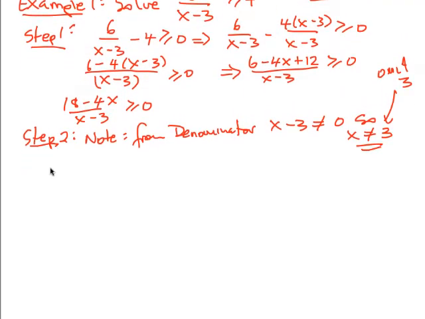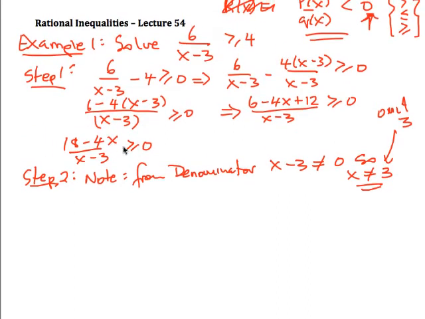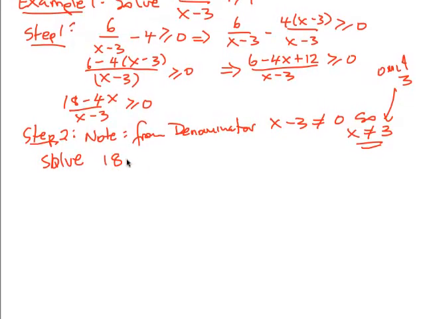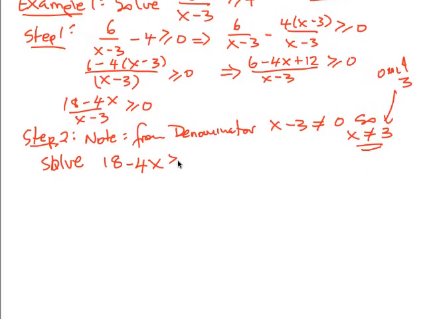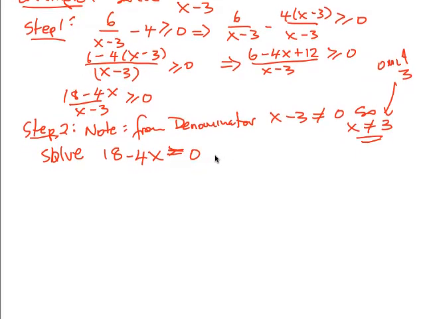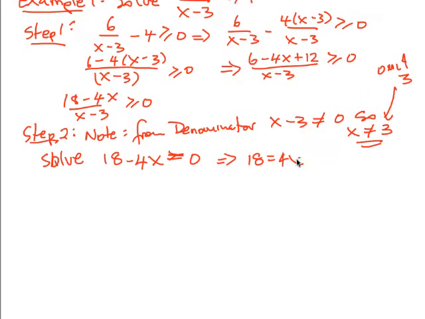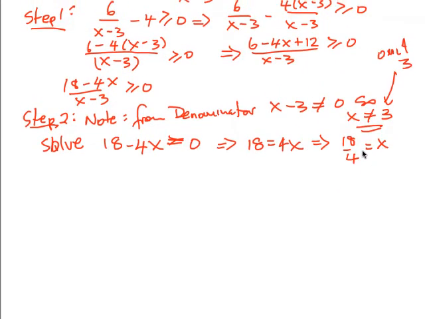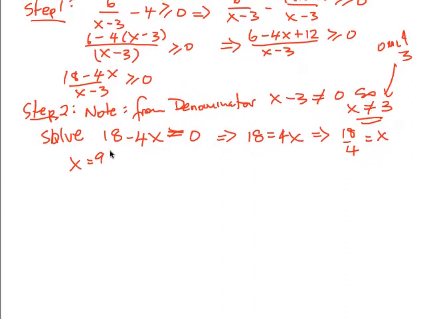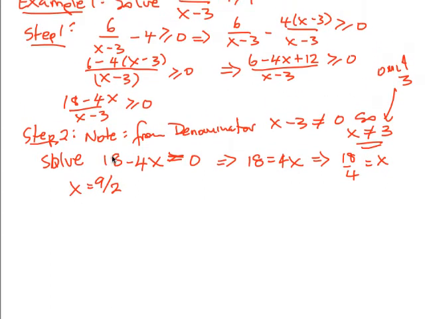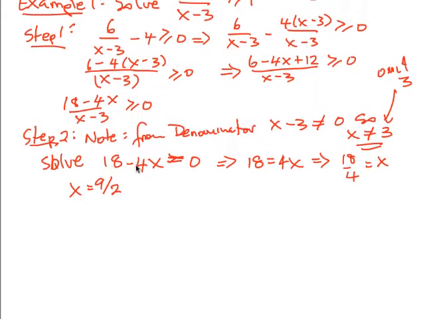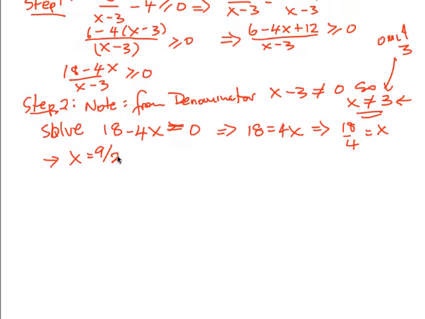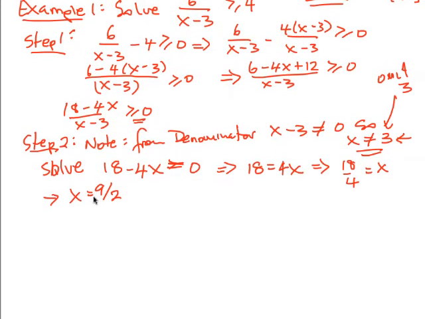Next, we look at when this is equal to 0. So next we're solving 18 minus 4x equal to 0. This implies that 18 is equal to 4x, which implies that 18 on 4 is equal to x, and this would be 9 on 2, so x is equal to 9 on 2. So we have some significant values here. We can't have 3, and when x is equal to 9 on 2, I get 0.